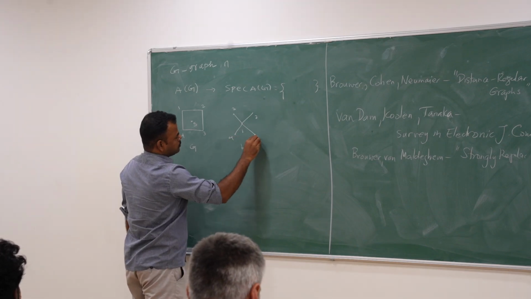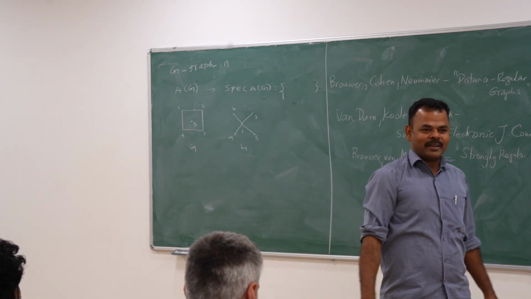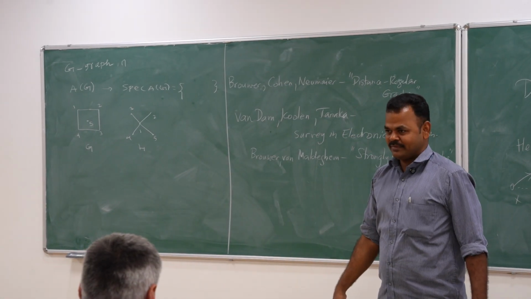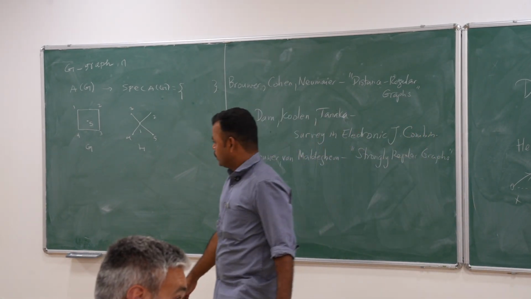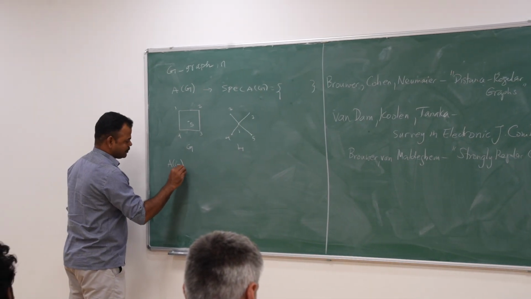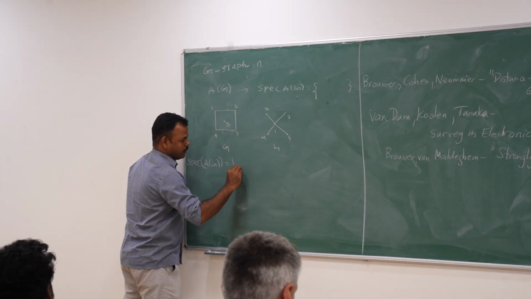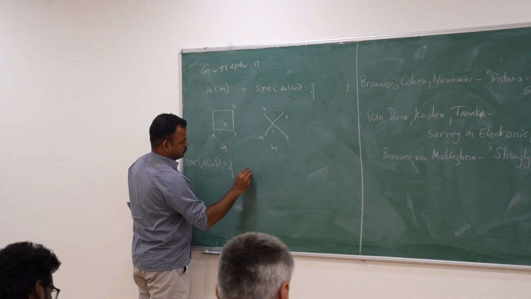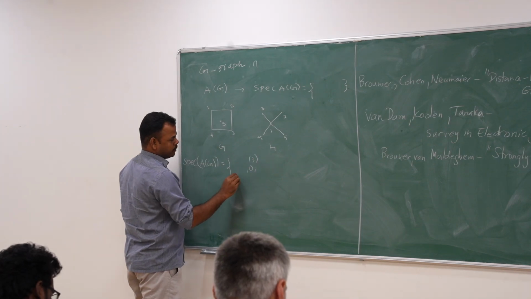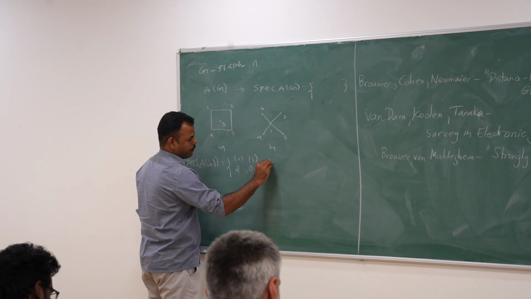So now you have enough training on computing the spectrum. Now you should be able to tell me what's the spectrum of this graph. So for A of G, what is the spectrum? Okay, so this is 0 with multiplicity 3, and 2 and minus 2 with multiplicity 1.